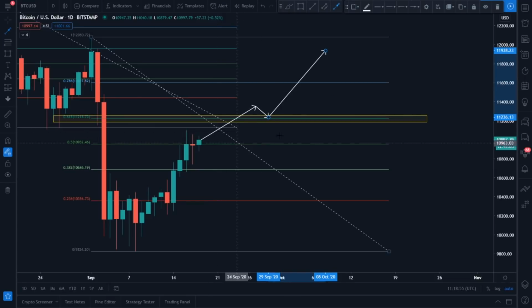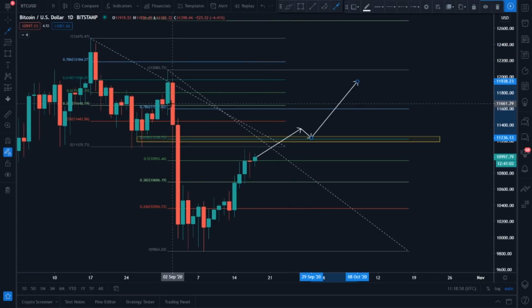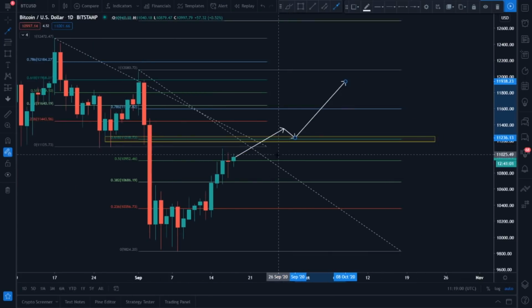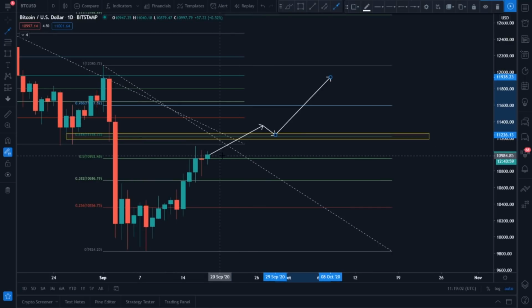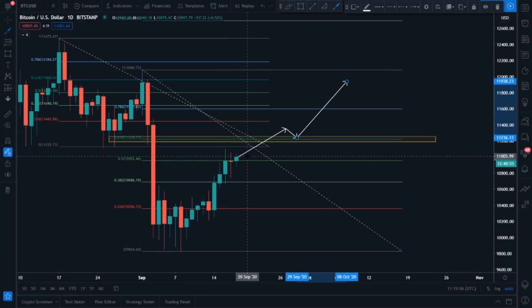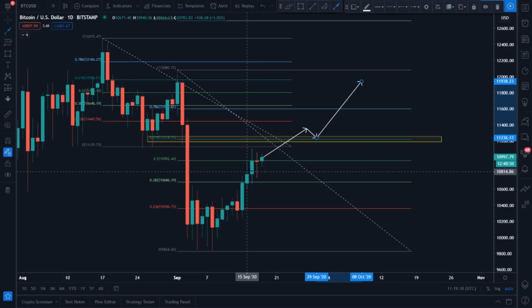But if it's going to fail, then you can see what happened back here. So we have to be very careful, okay? And also don't over leverage yourself at this current stage, because you can see that we are approaching a very important key level, right? So guys, be careful.